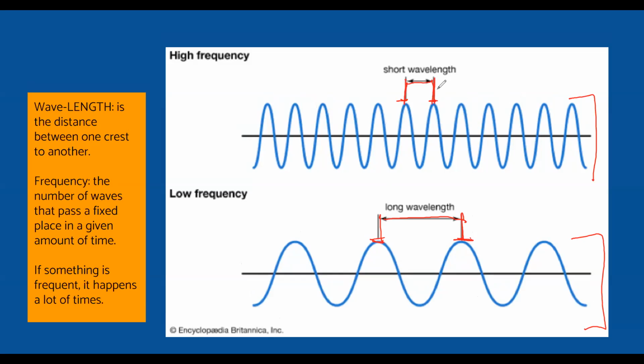And then frequency is the amount of times it occurs. So when it says low frequency, it's because it's not occurring multiple times. This one has high frequency because it's occurring multiple times. So when something's frequent, it happens multiple times. If this has high frequency, it's happening a lot of times compared to the other one. And that is just vocab for wavelength and frequency.